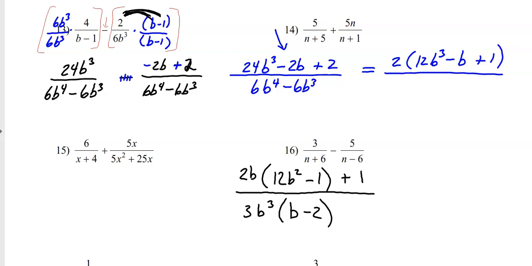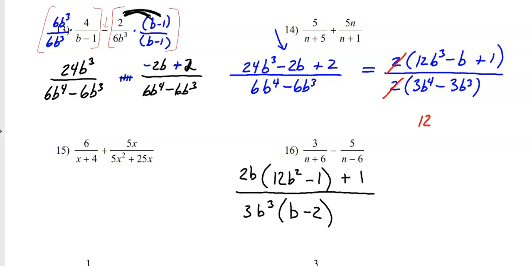Bottom, I could yank a 6b to the third out, but I think I'm just going to pull a 2 out. All right, I'll yank a 2 out of that, because I want to cancel the 2's out, which will give me 3b to the fourth minus 3b to the third. And then when I cancel those 2's out, I think that's about as low as I can go, because the top cannot be factored any further. So that could be the answer.